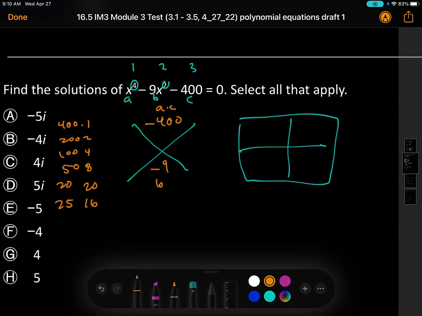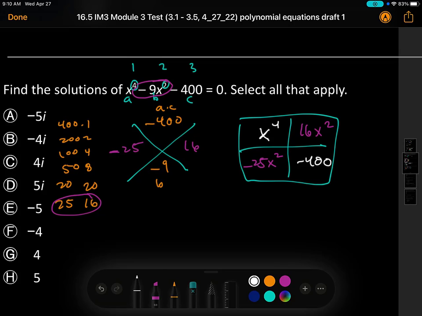Switch colors here. So 25 times 16 equals 400, but I need one of these to be negative, and I want the bigger number to be negative. And remember, this is splitting the middle term here. So this is essentially negative 25x squared and 16x squared. I'm going to put the x fourth and then the minus 400. We're just factoring.